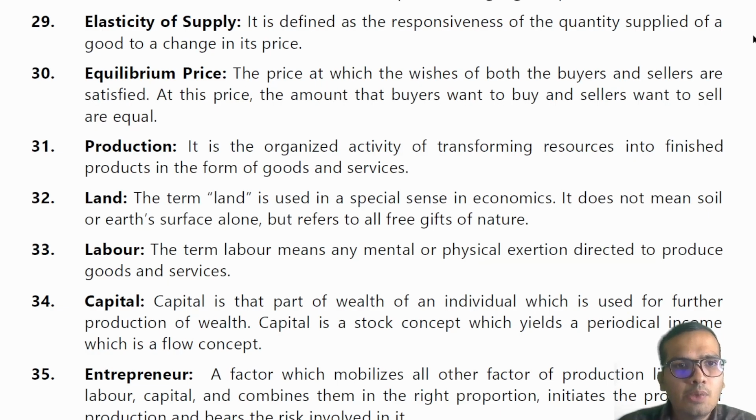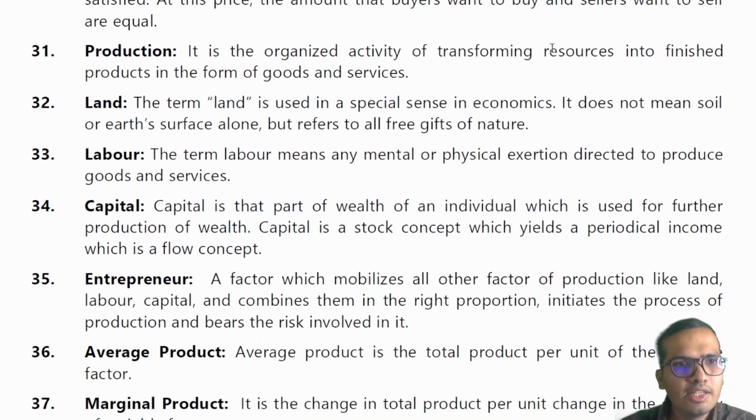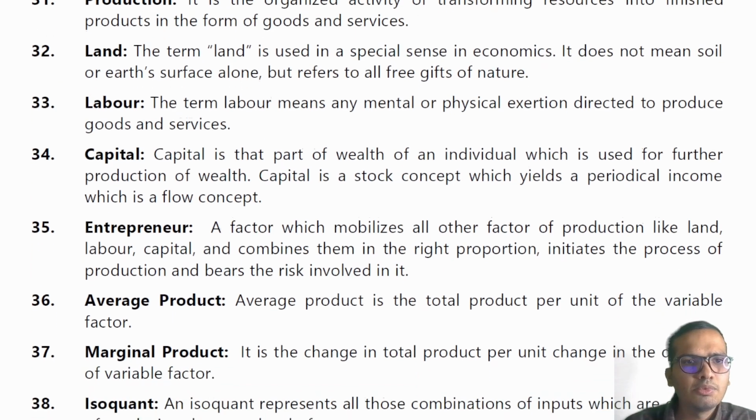Then comes equilibrium price. So the price at which the wishes of both buyers as well as sellers are satisfied. At this price, the amount that buyers want to buy and sellers want to sell are equal. Then comes production. So it is the organized activity of transforming resources into finished products in the form of goods and services.